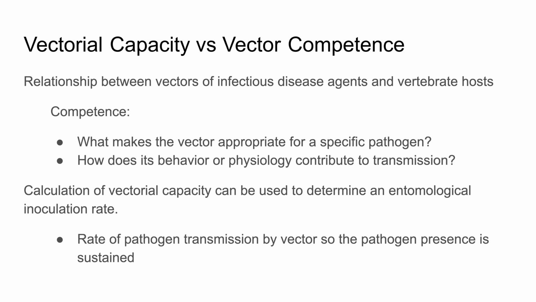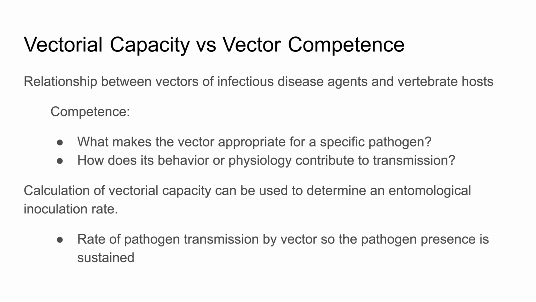Another term, or 2 terms actually, that we need to look at are vectorial capacity versus vector competence. And these are very much the same but very different at the same time. So the relationship between a vector of an infectious disease agent and the actual host itself, those 2 relationships, have competence. How does or what makes that vector the correct organism for a particular pathogen? Again, I'm going to use the malaria example. Why are mosquitoes just the perfect vessel, the perfect vector for that malaria plasmodium? What is it that makes the mosquito good for it?